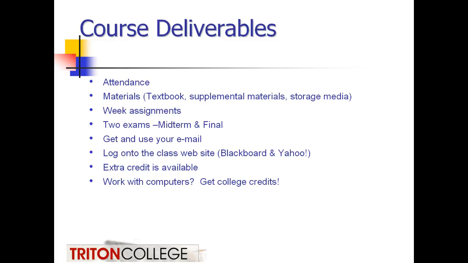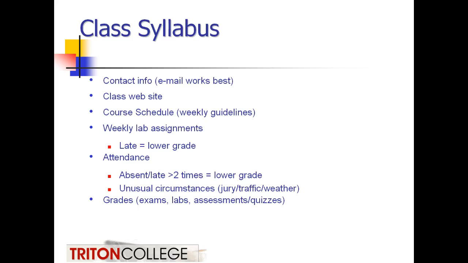Extra credit is available, and if you work in some way, shape, or form now with computers, you can get up to 6 credits, elective credits, for the work you're doing. And I don't mean the 7-Eleven scanning stuff in with the barcode reader, but anything much above that can count as work for whatever program you're working on.